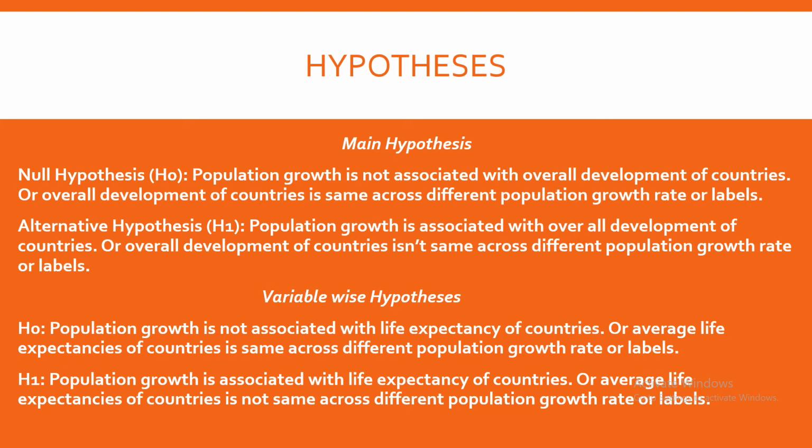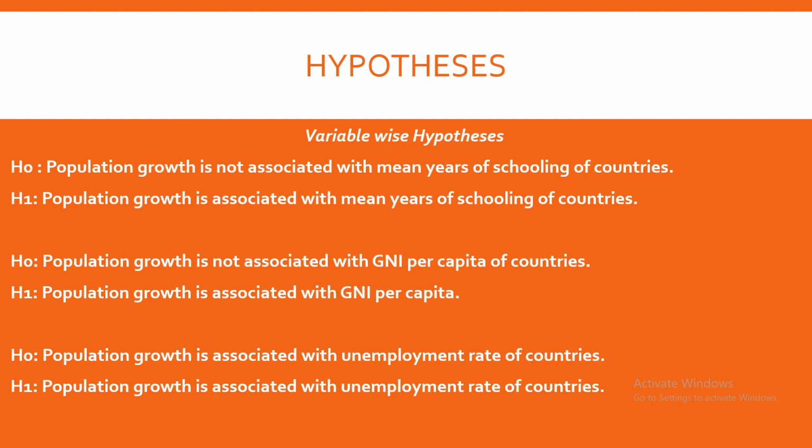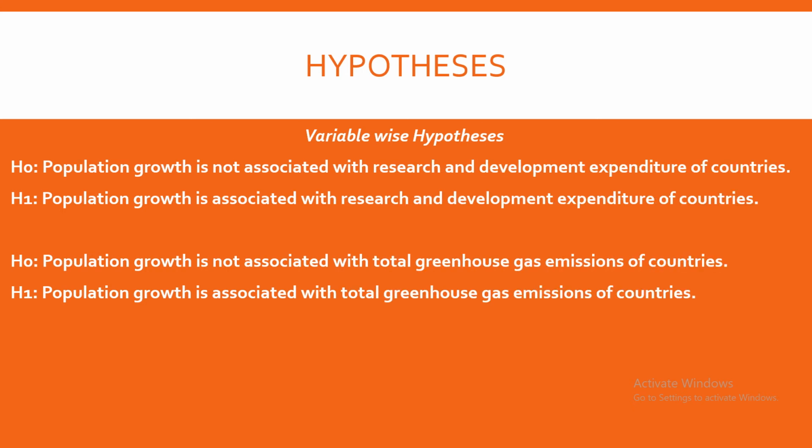As I already mentioned, I have developed variable-wise hypotheses as well. For the first variable, life expectancy, the null hypothesis is that population growth is not associated with life expectancy of countries, or average life expectancies of countries are the same across different population growth rates or levels. The alternative hypothesis is that population growth is associated with life expectancy of countries, or average life expectancy of countries is not the same across different population growth rate levels. This is the alternative hypothesis for one variable, and similarly there are hypotheses for each variable. I'm not going through them, but they are there.